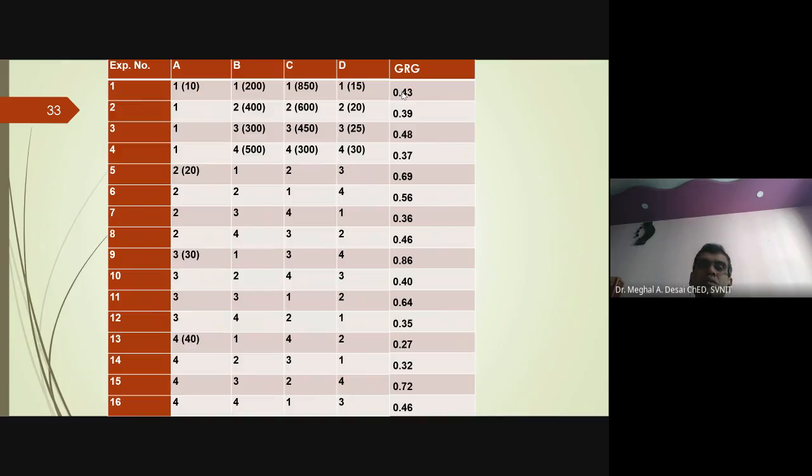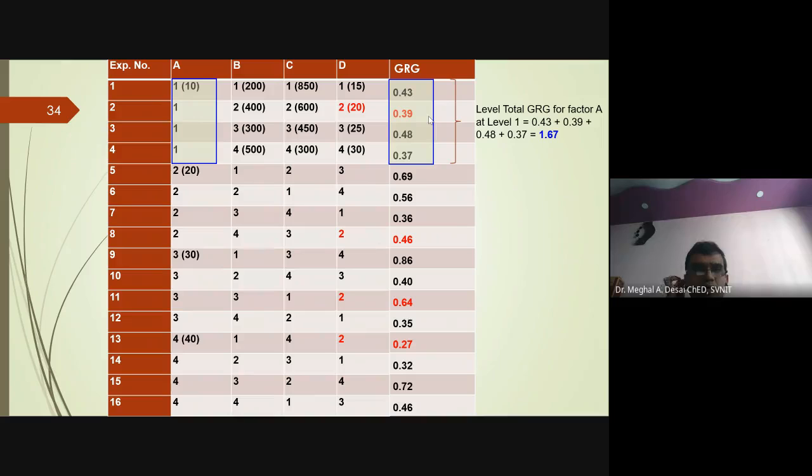Now I do not need the signal to noise ratio. Whatever analysis I need to do, I require only GRG. So let us go for the Taguchi method again. And what are the things that I need to perform? First, level total to find the optimum condition, and then optimization.